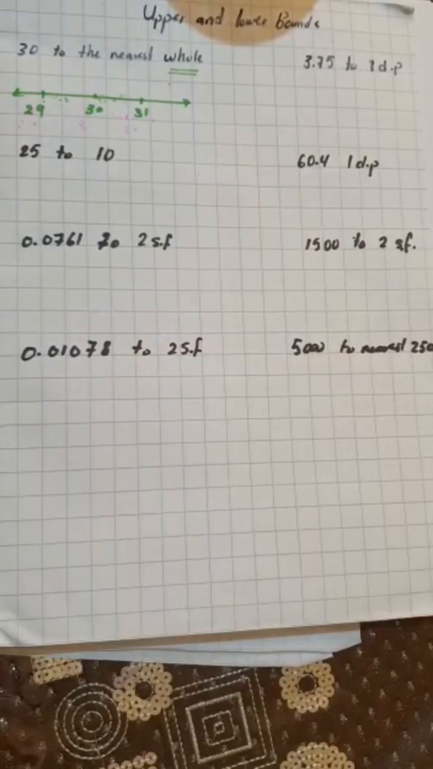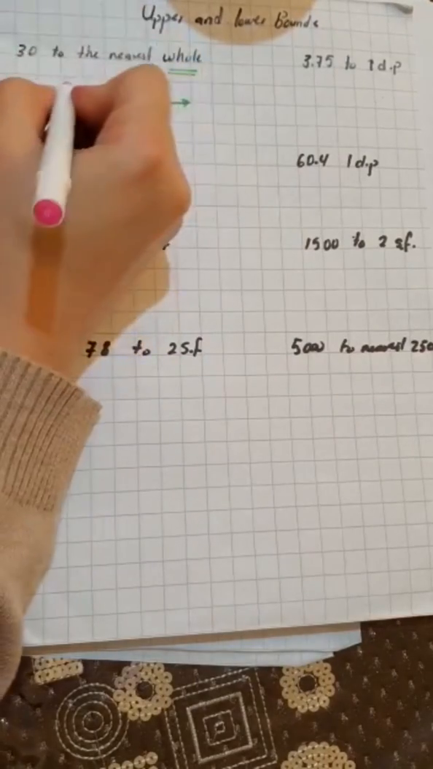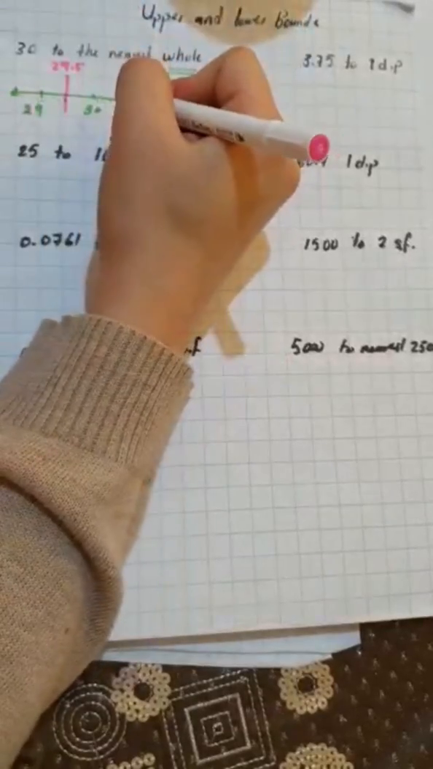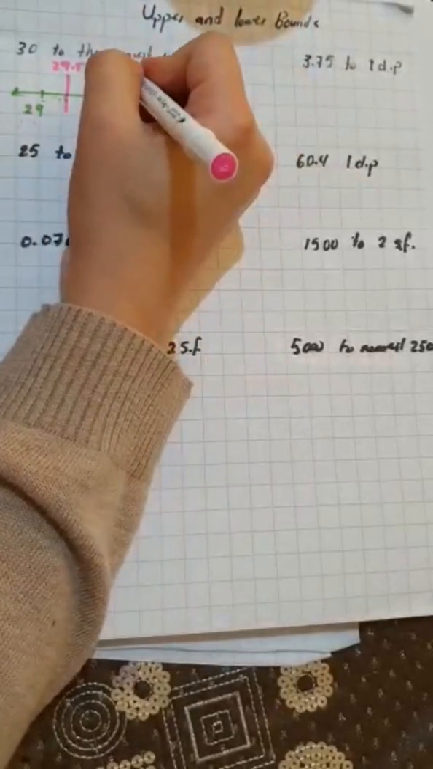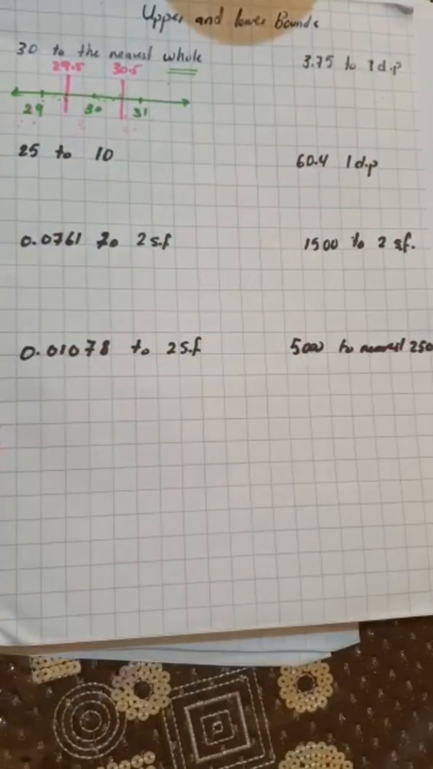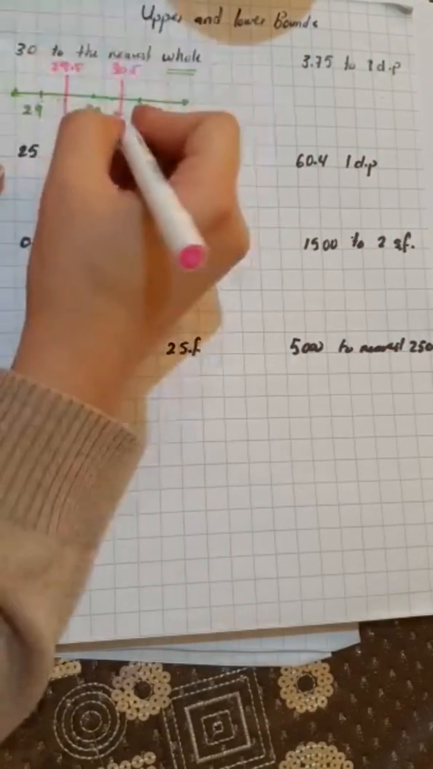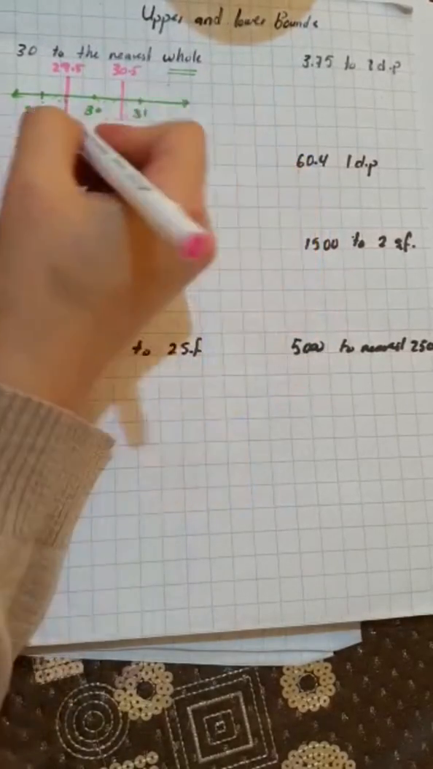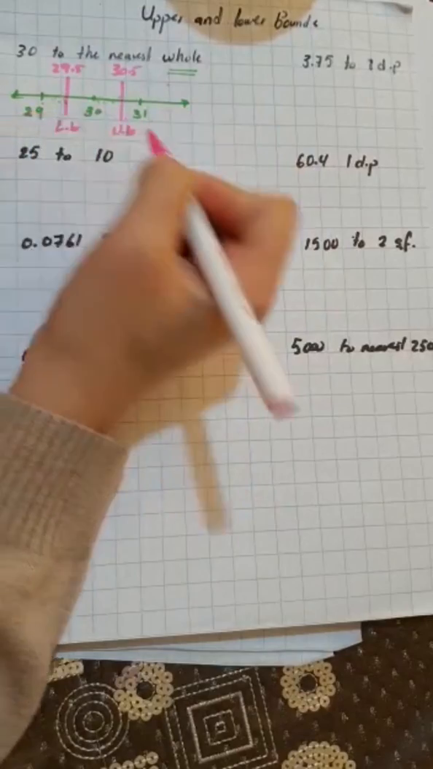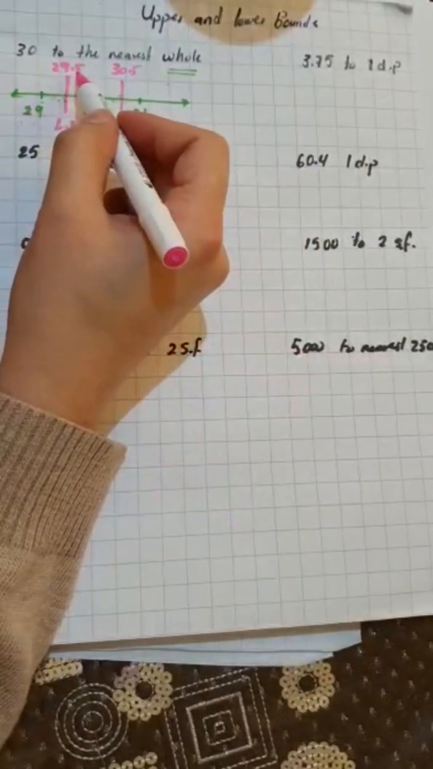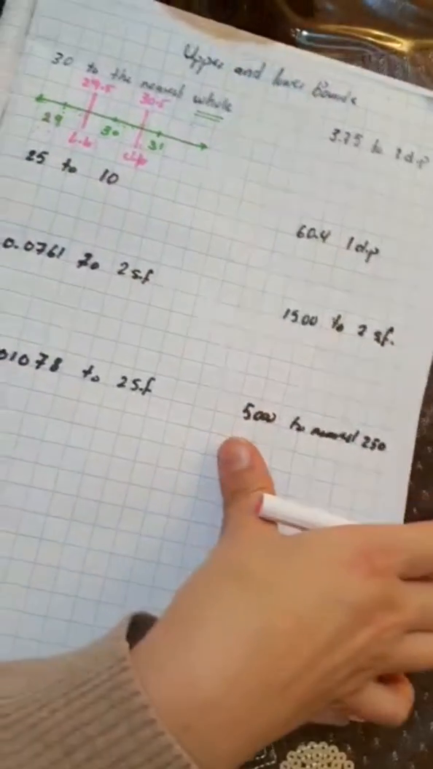So if I want to find this number, it will be 29.5. And the next number after 30 will be 30.5. So in this case, I can say that the upper bound will be 30.5 and the lower bound will be 29.5.